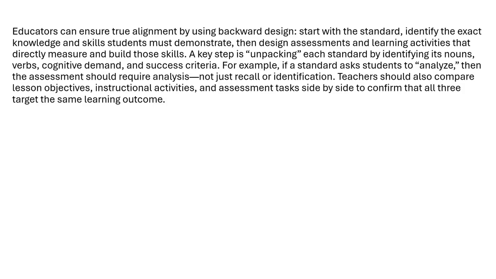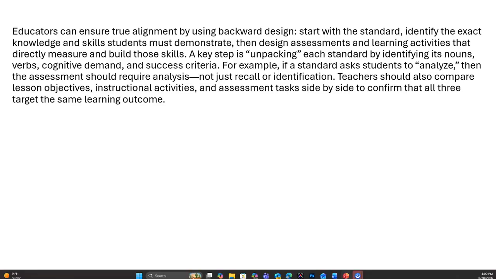Educators can ensure true alignment by assigning the backwards design, starting with the standard, identifying the exact knowledge and the skills the students need to demonstrate, and then designing the assessment and learning activities that directly measure those building skills. And the key step is the unpacking of the standard by identifying its nouns, verbs, cognitive demands, and success criteria. So if the standard is asking to analyze, then we have to make sure the assessment requires analysis, not just recalling or identification. And teachers should also compare lesson objectives, instructional activities, and assessment tasks side by side to confirm that all three of those target the same learning outcome.